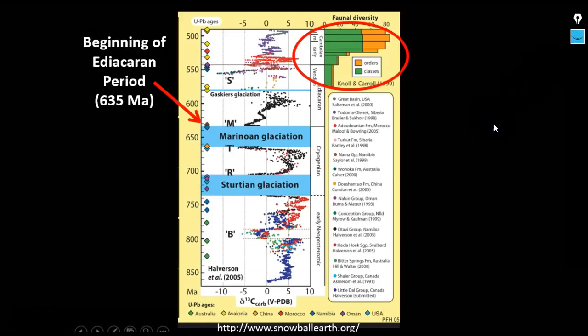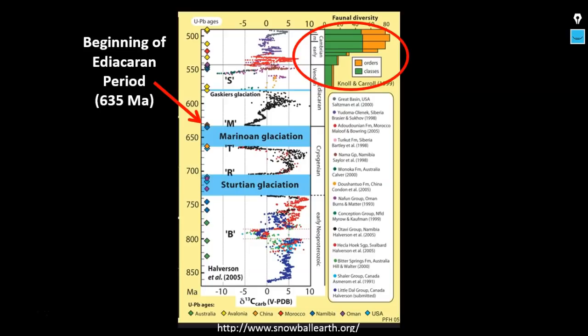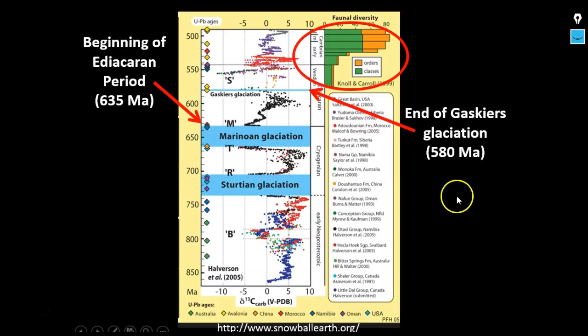So let's move forwards. The Ediacaran period starts at 635. Remember that number. I'm not going to have you remember a lot of specific numbers, but for the rest of the lecture, remember 635. The end of the Gaskiers is around 580. Remember that number as well. So we end the Marinoan glaciation, the big glaciation which ends the Cryogenian, at about 635, and then we end the Gaskiers right over here at 580. Bear those in mind.